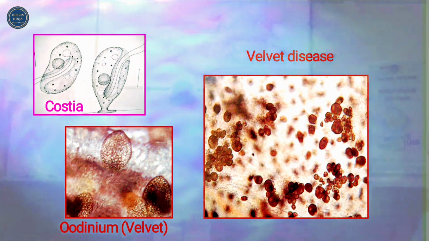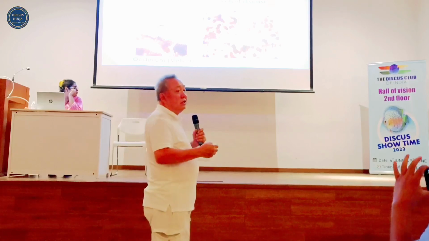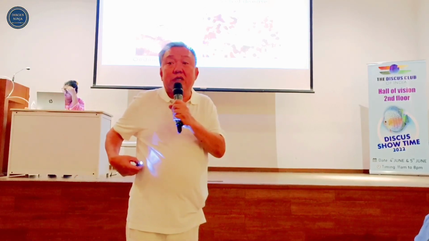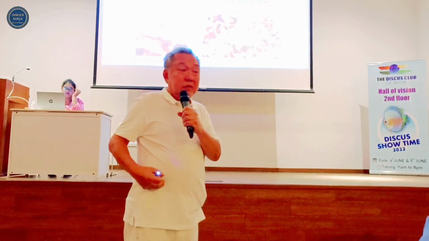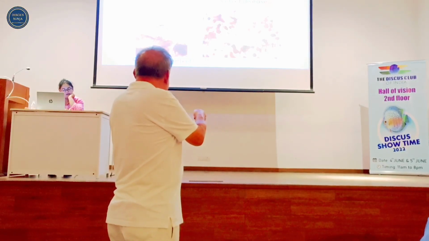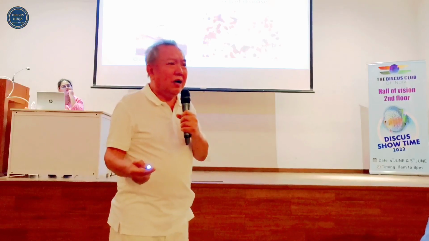Just to show you, costia is very common, always taking on the body of the discus. Suddenly you see white patches. When you don't maintain the water well, it becomes white patches, and if the water quality is still bad, then suddenly you can see patches of skin will drop off. This is usually a flagellate. And it's so easy to cure.